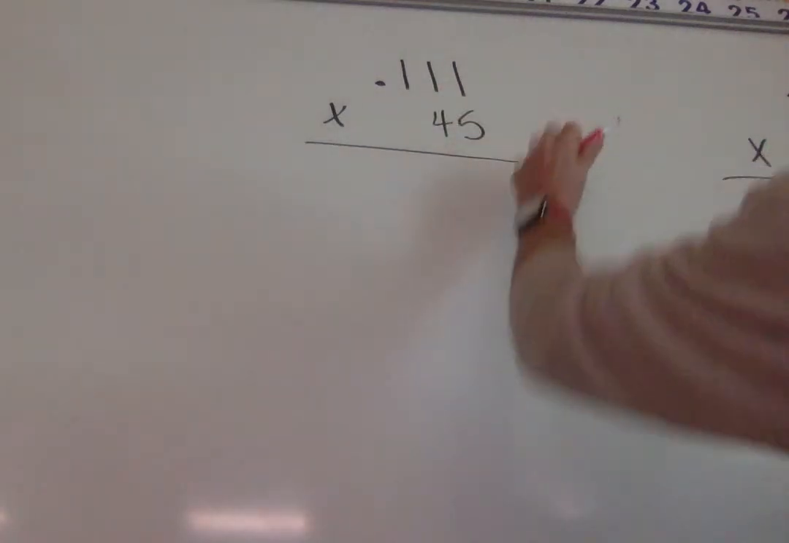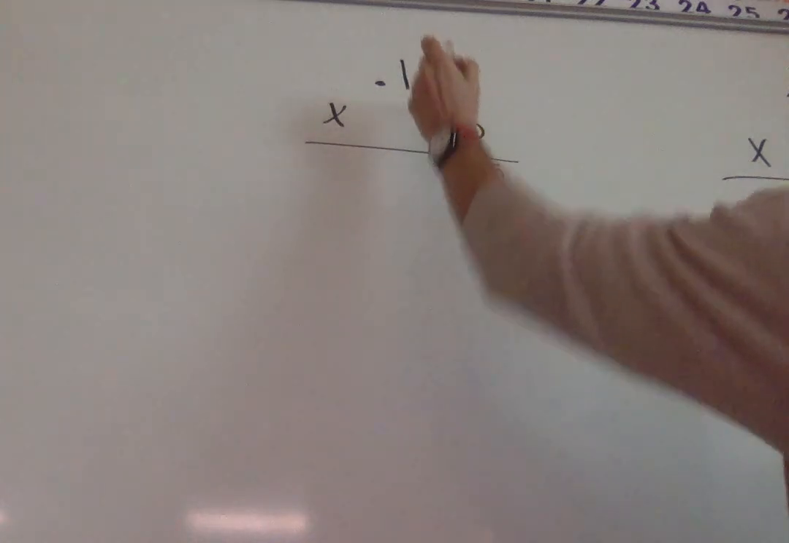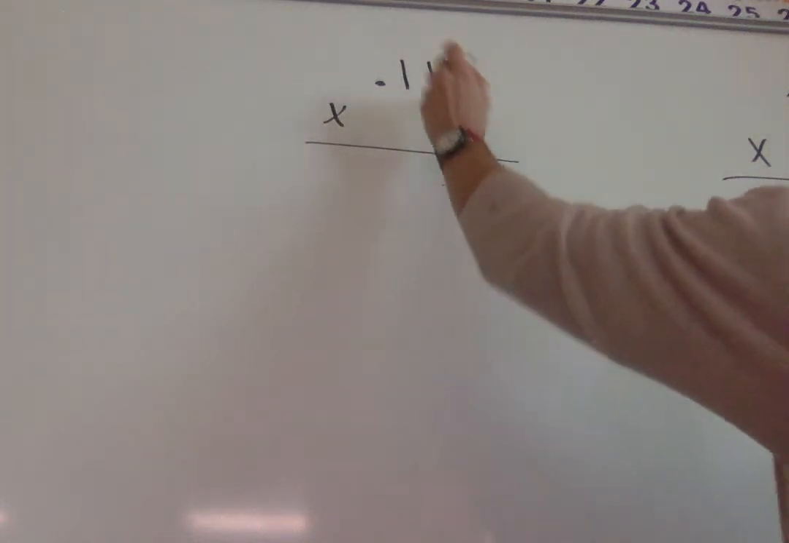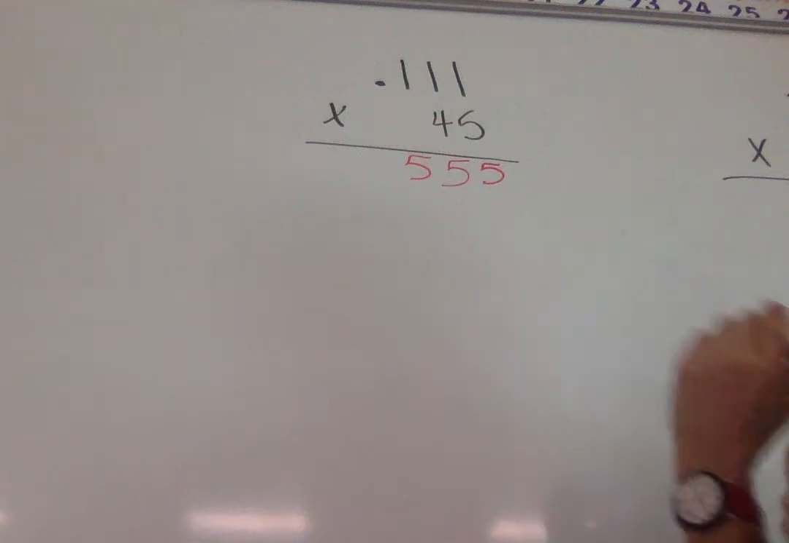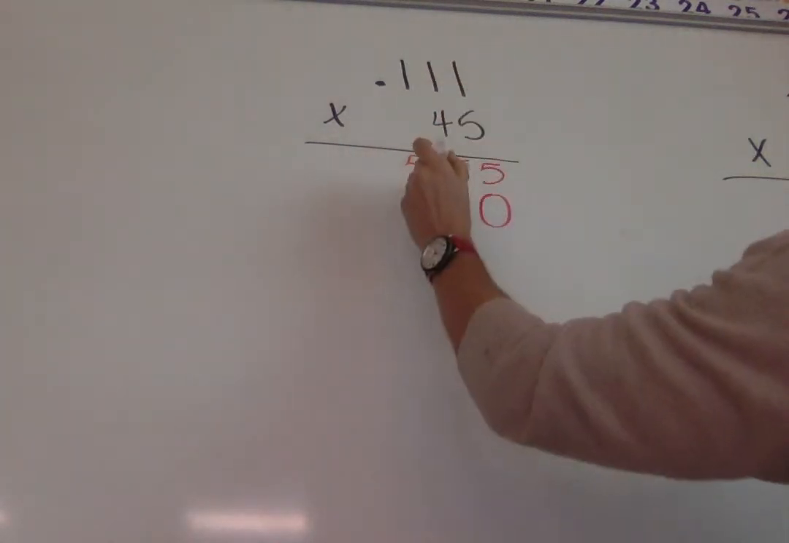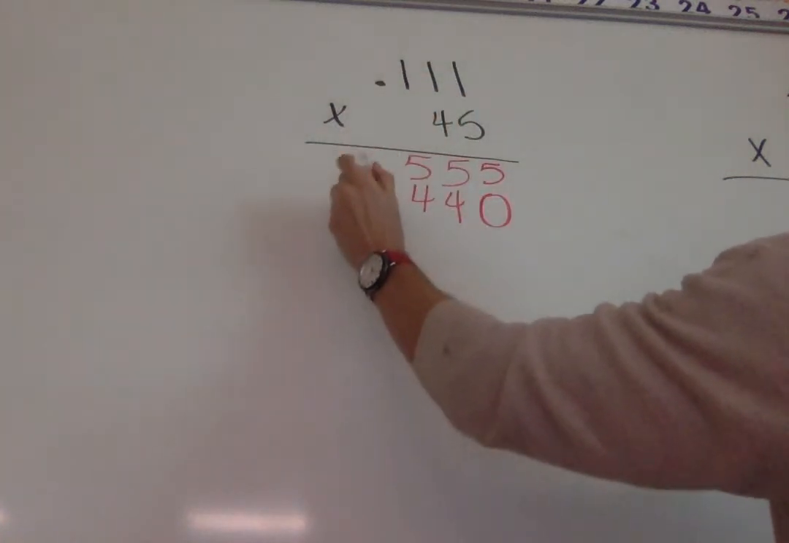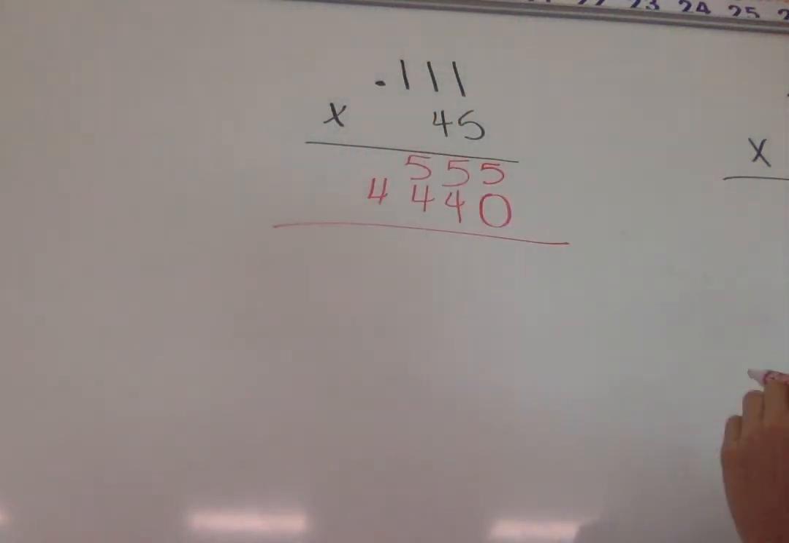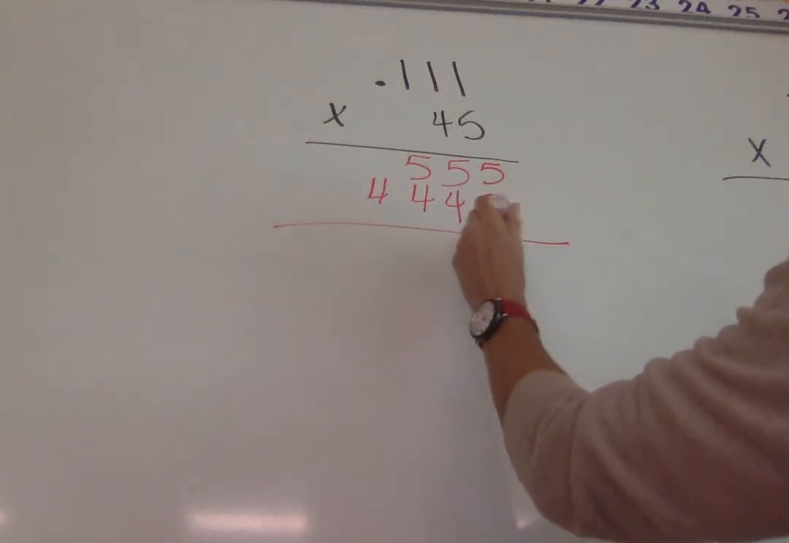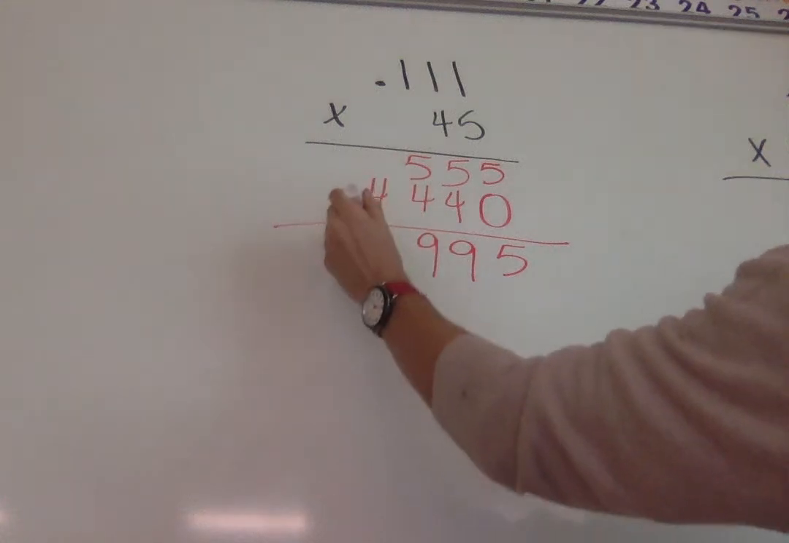All right, so we multiply. We're going to have 5 times 1 is 5. 5 times 1 is 5, and 5 times 1 is 5. Put my 0 for my placeholder. 4 times 1 is 4. 4 times 1 is 4. And 4 times 1 is 4. So I have 5, 9, 9, 4.